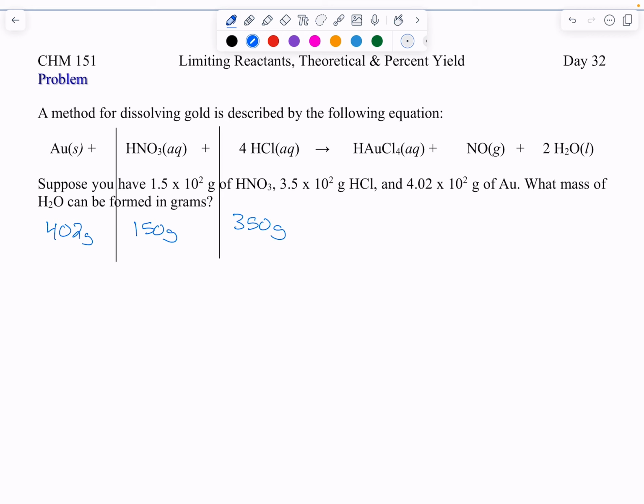This would be a very expensive way to make water because they want us to know what mass of water can be formed in grams. Very expensive way, but let's do it anyway. All right. So gold is 196.97 grams per mole. So 402 divided by 196.97, I get 2.04 moles of gold.